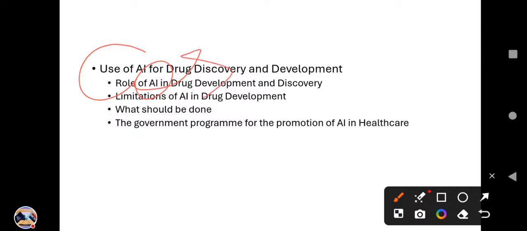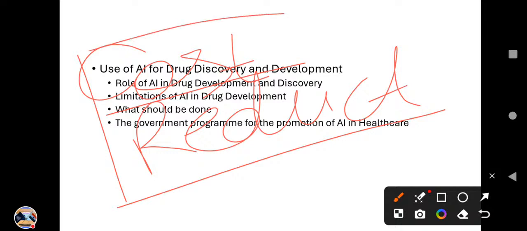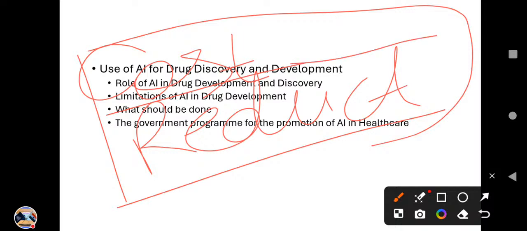The next is cost reduction, because the cost of every medicine, especially cancer drugs, is very high, but artificial intelligence will help reduce cost. Deep neural networks and generative diffusion based architectures minimize the need for expensive and time consuming laboratory experiments. So these are some cost reduction applications of artificial intelligence.